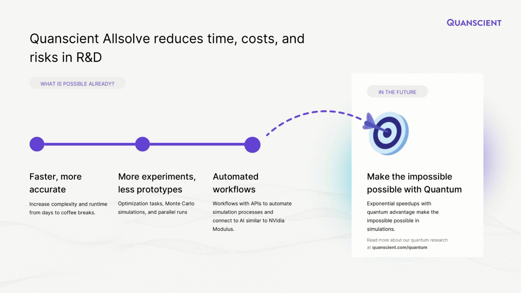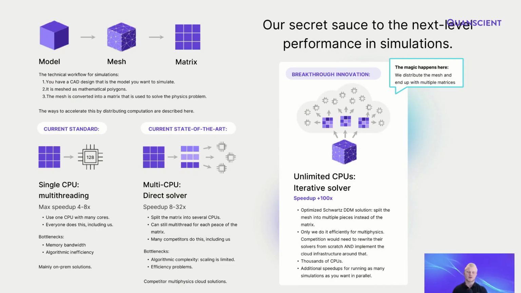And later on, there's of course the quantum promise, since as many of you might not know, we have a quantum branch at Quanscient doing research in quantum algorithms. Basically, how to harness the immense computational capacity of quantum computers in these same multiphysics simulations. But as said, that is in the future. If you're interested in this, you can read more at quanscient.com/quantum.